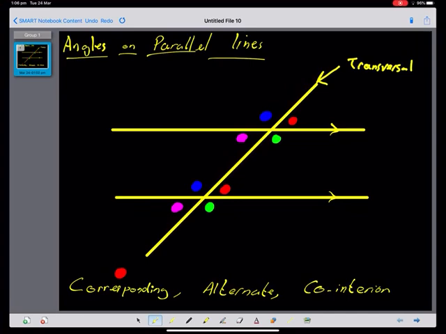I've just color-coded all the corresponding angles. The corresponding angles are congruent to each other. Let me write that word down. Congruent means mathematically identical. So let's have a closer look at corresponding angles.